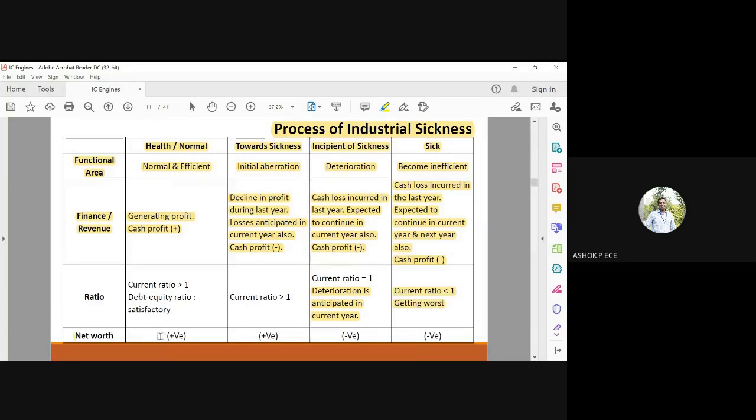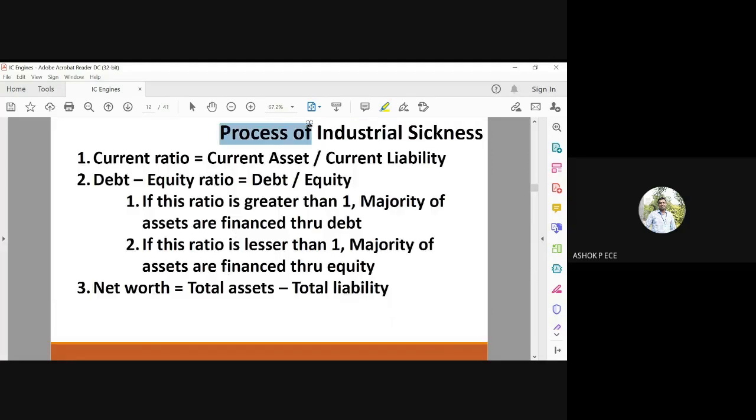So in the first two cases, even though in the second case profit is negative, the net worth is positive. But in the third and fourth cases, you see it is going to be negative and negative. So these are the different ways of telling whether you have sickness in your enterprise or not. Based on the different numerical parameters, you can come to a conclusion whether industrial sickness is there in your unit or not. So what is the process of industrial sickness?